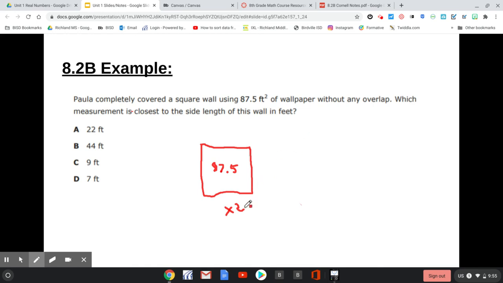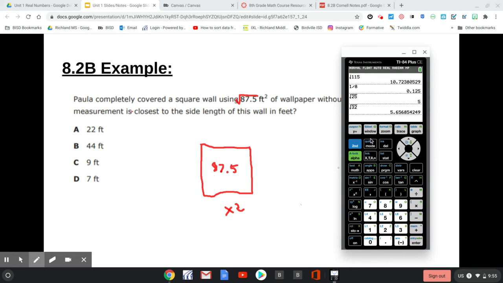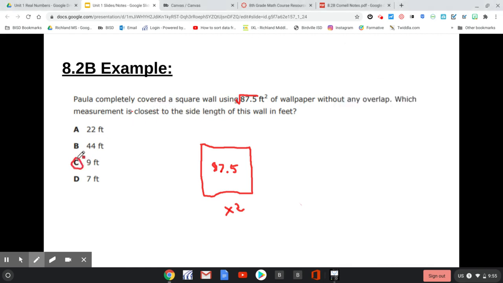So the opposite of squaring a number is square root. So we just need to take the square root of 87.5 and find out what our answer is. Let's do that now with the calculator. Second square root, 87.5, enter. So this side is 9.35. They want us to know which one is closest to the side length, and so our answer would be C.